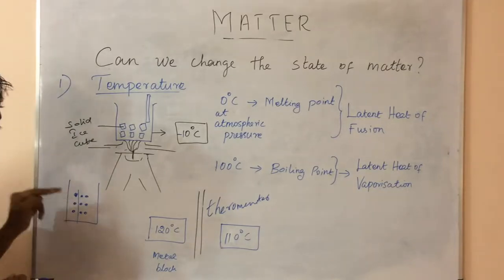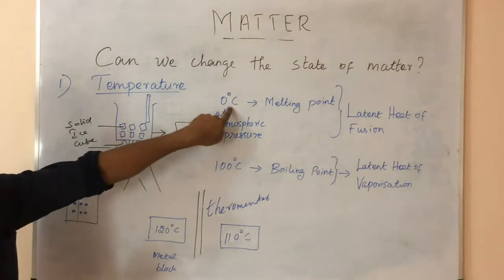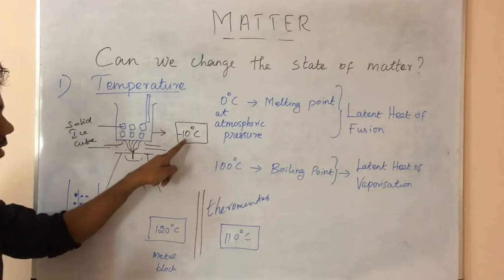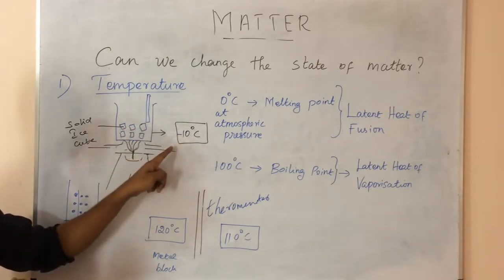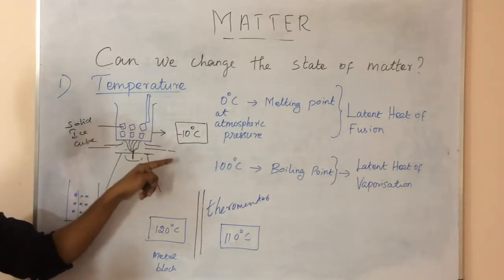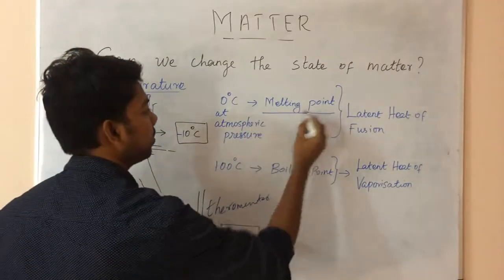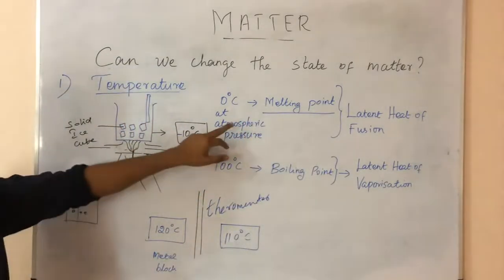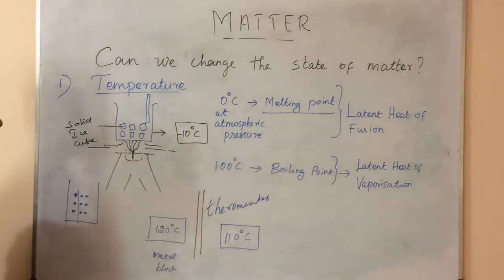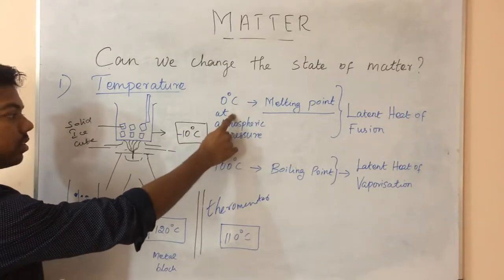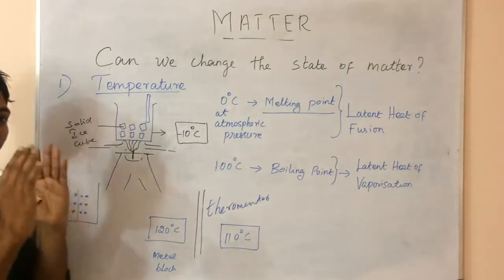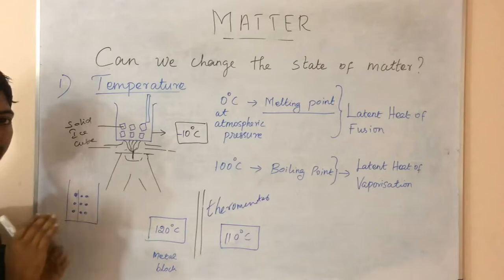This stage will be reached at 0 degrees Celsius. Whenever you add heat from minus 10 degrees Celsius, the temperature keeps increasing, and at 0 degrees Celsius the ice cube is going to melt and form liquid. That point is the melting point, and it should happen at atmospheric pressure. What is atmospheric pressure? We will see later. At 0 degrees Celsius, this solid cube is going to melt and form liquid, because the force of attraction will be lesser than in the solid state.